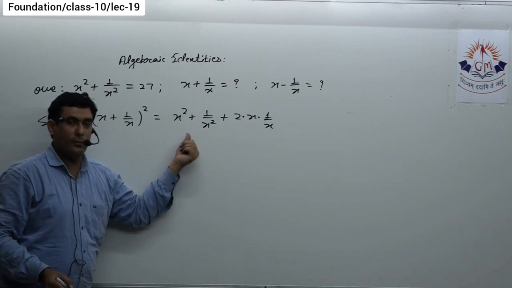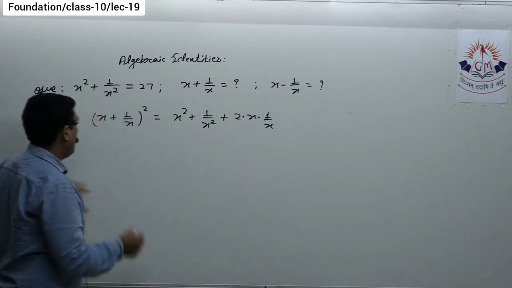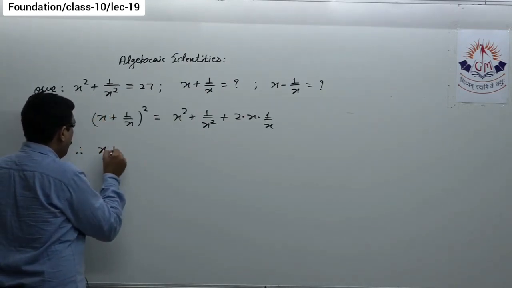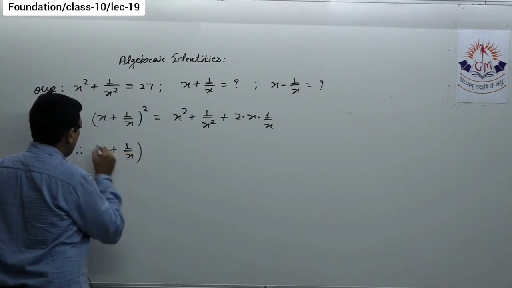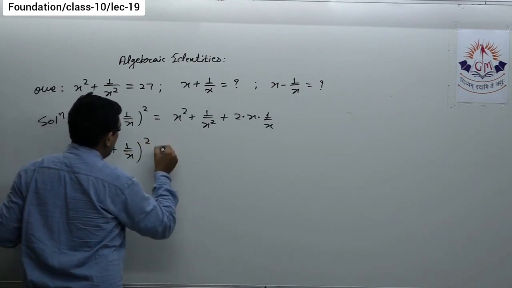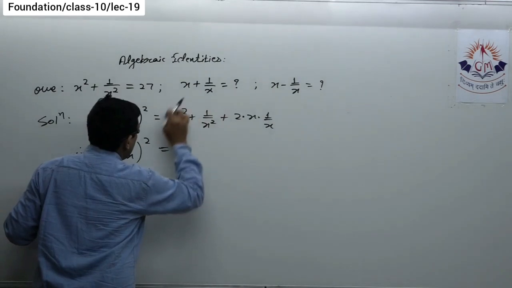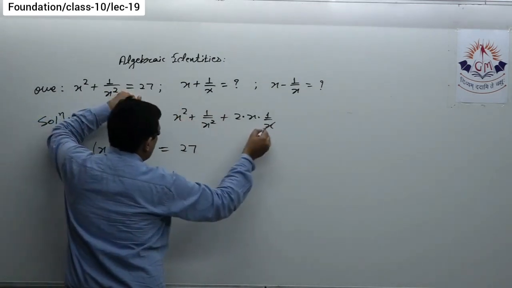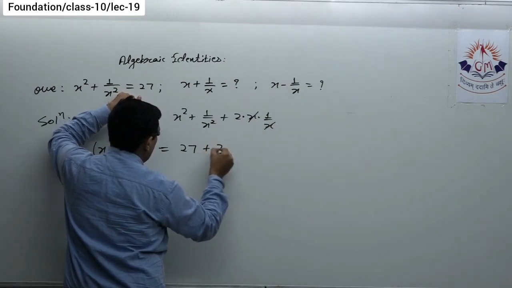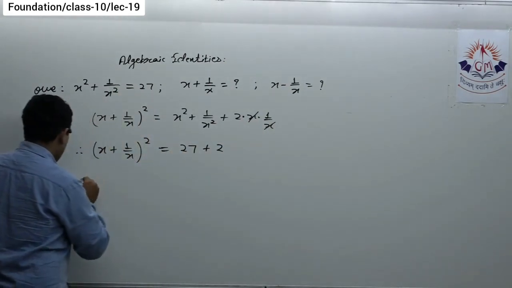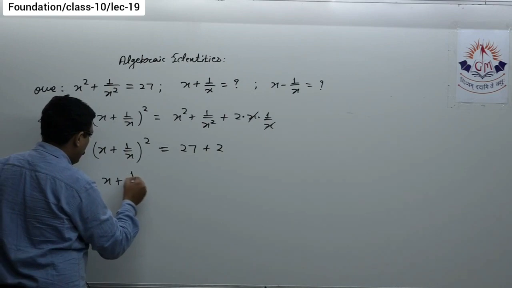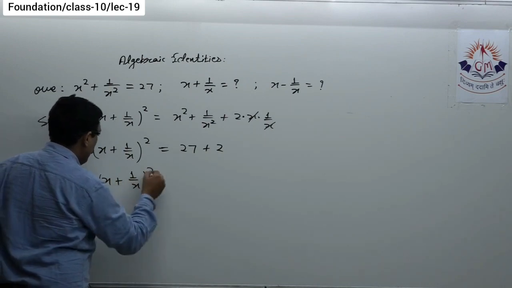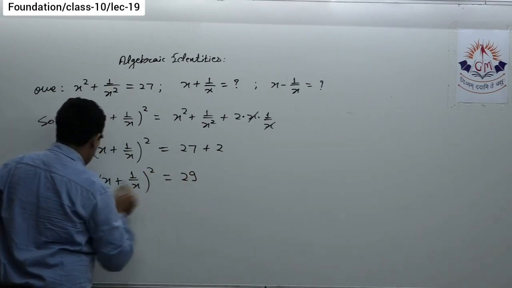So I wrote a square plus b square plus 2ab. Therefore I can write (x plus 1 upon x) whole square is equal to, now this value is given to us, isn't it? x square plus 1 upon x square is given, 27. This x and x I can cancel, so here I can write 2. So from this I can get the value of (x plus 1 upon x) whole square is equal to 29.